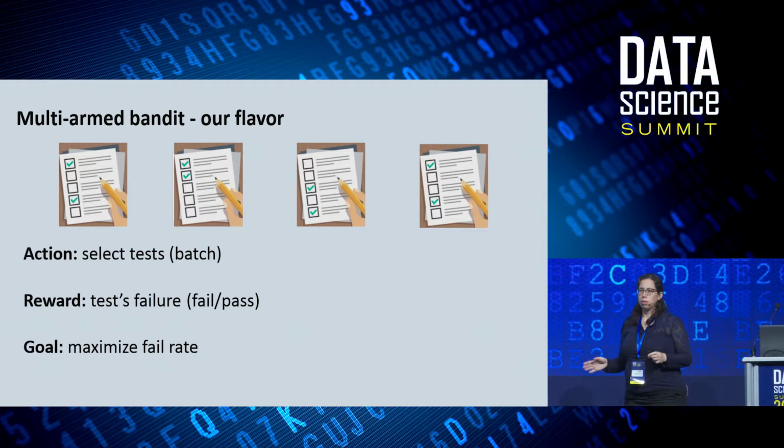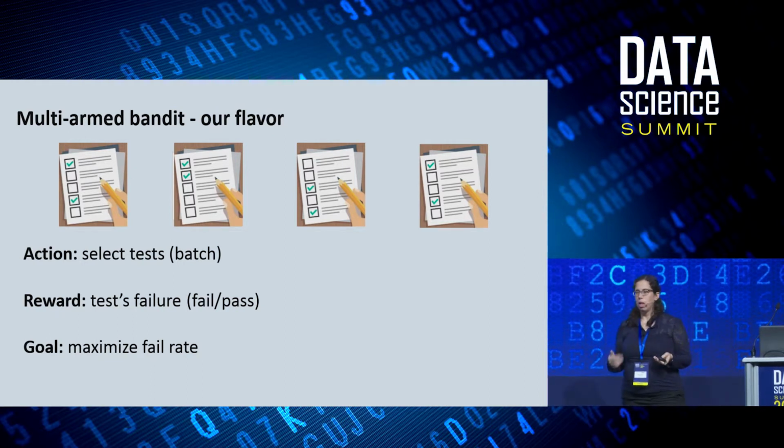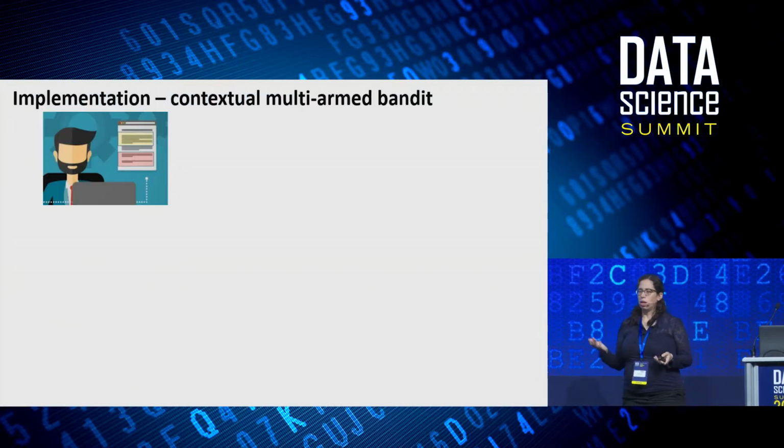So this was about the casino, but in our case, Omer, the developer, is interested in getting the best list of tests. So his action is to select a batch of tests, and the reward is a failure. We want to find tests that will fail when we will run them. The goal is to maximize the fail rate. So what is our implementation of this algorithm?